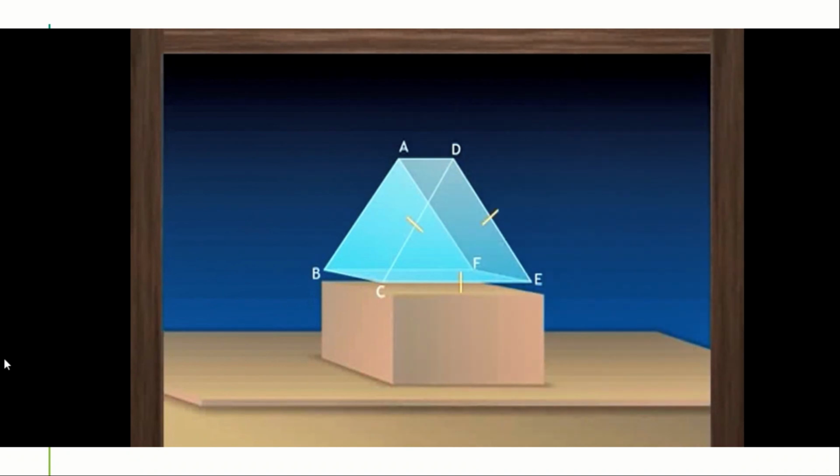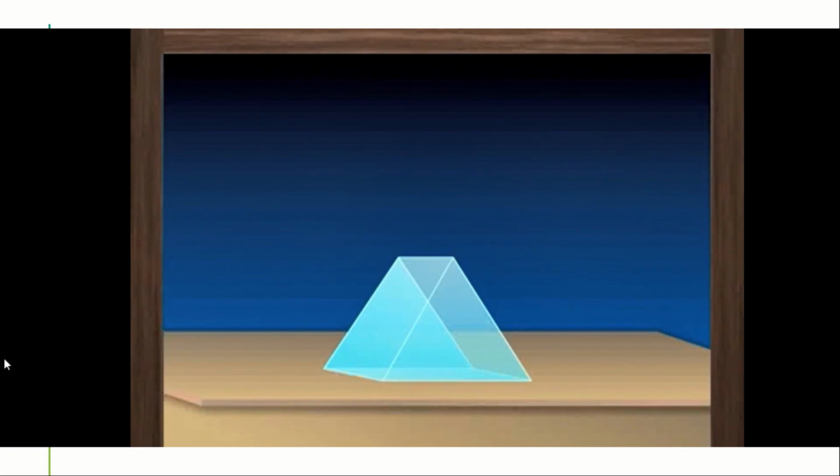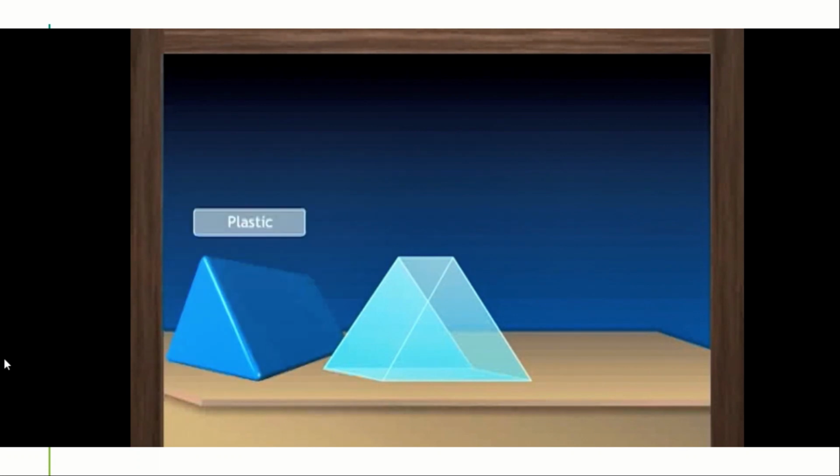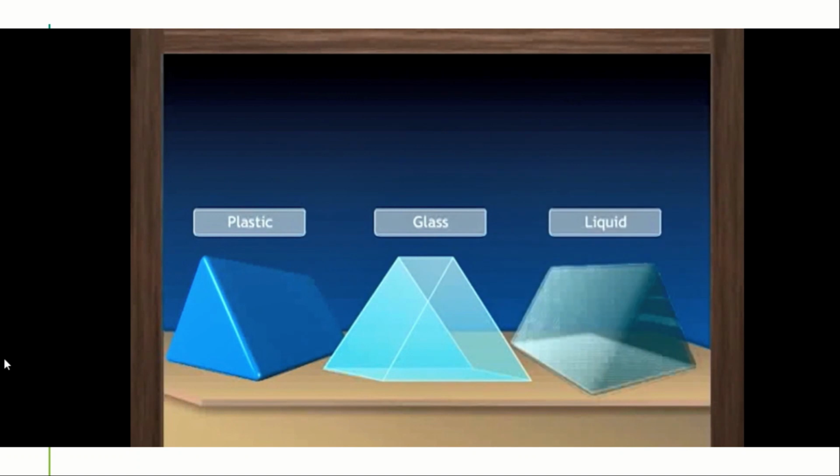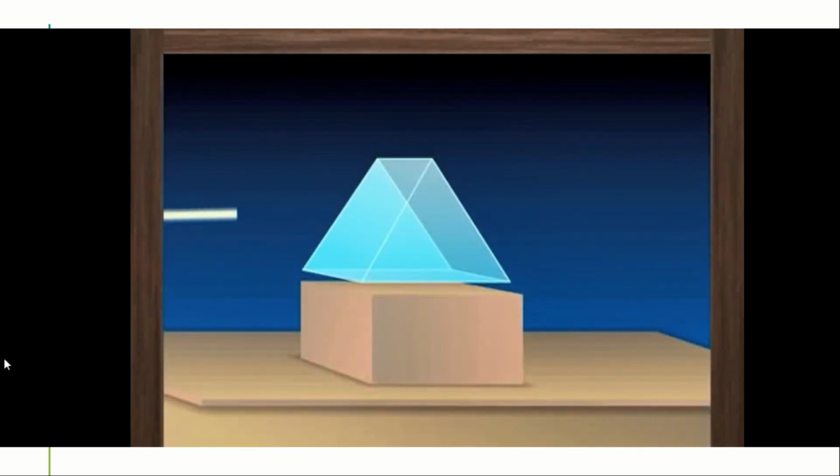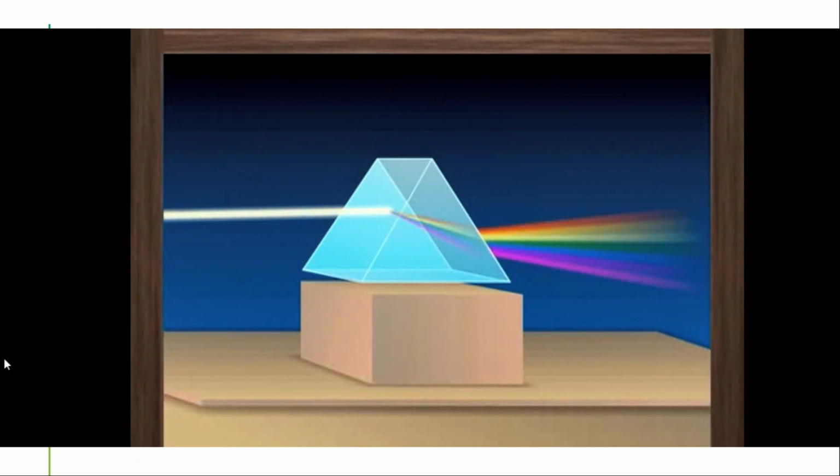A prism with an equilateral triangular base is called an equilateral prism. It has an angle of 60 degrees. Prisms can be made of different materials like plastic, glass or even liquid. The light undergoes refraction twice when it passes through two surfaces of the prism. One when the light enters the prism and the next when the light leaves the prism. I hope you understood what is a prism and how the light incidents and refracts from the prism.